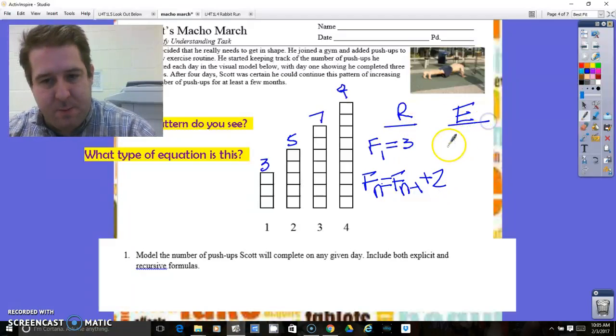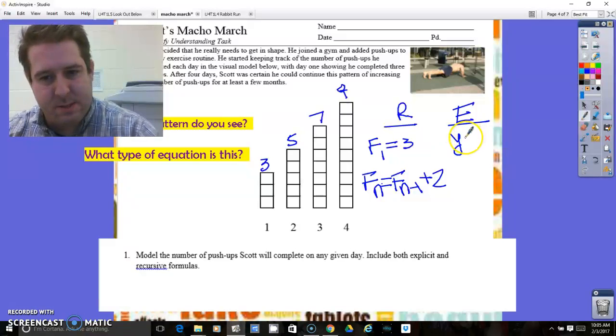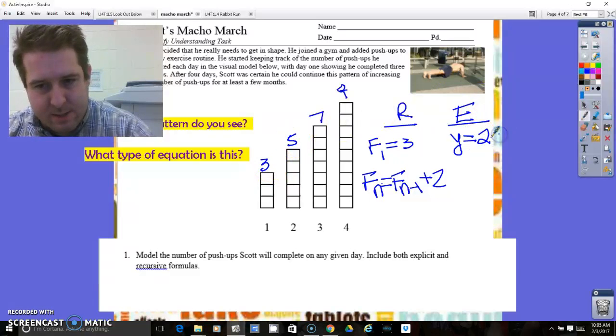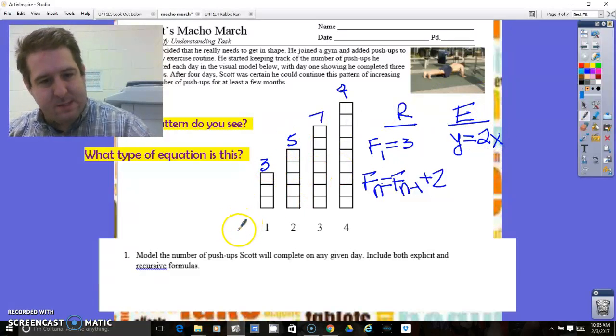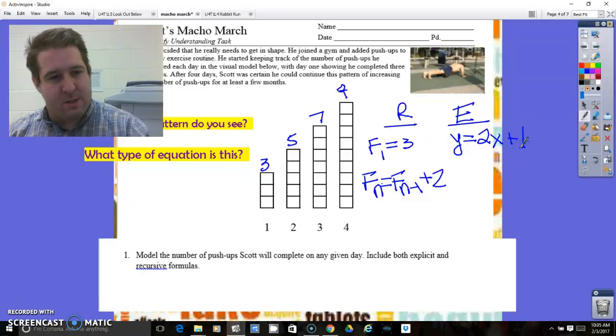For the explicit formula, you would say y equals, or f of n equals, it doesn't matter, y equals the pattern times x, so that's 2 times x, plus the 0th term, which would have been 1 block if we had gone to the 0th day.